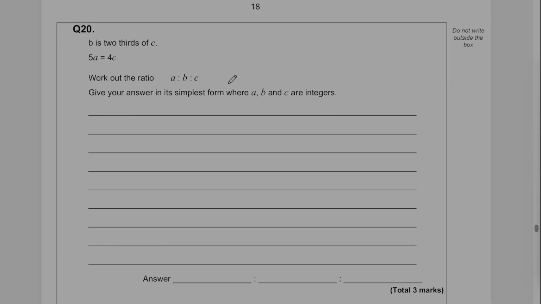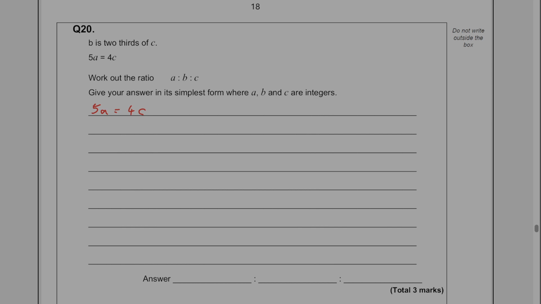Question 20. B is 2/3 of C. 5A is equal to 4C. Work out the ratio of A to B to C, giving your answer in its simplest form, where A and B and C are integers. Okay, converting equations into ratios. I always do it the same way. B is 2/3 of C. We can write that as B is equal to 2/3 of C. If I rearrange this to just have the letters over each other, A over C is equal to 4 over 5.